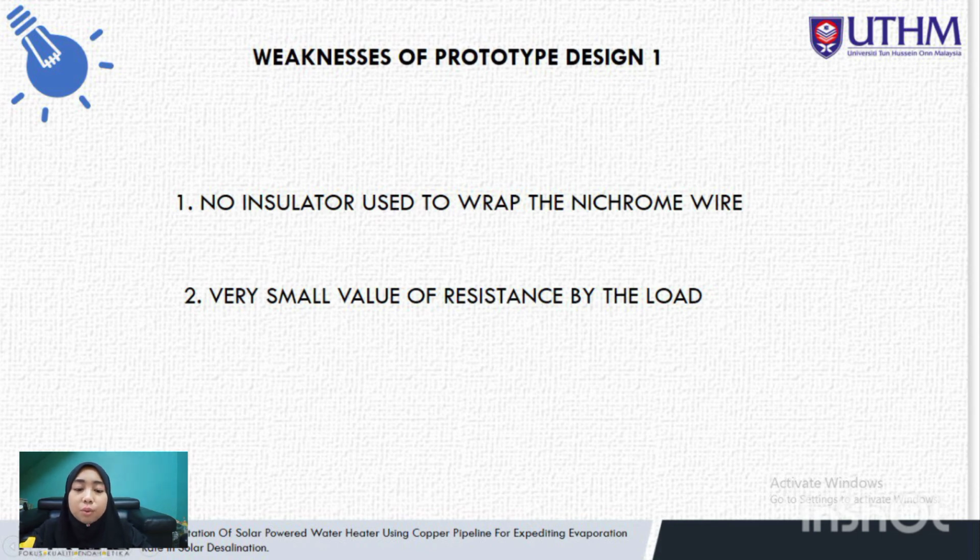So the weaknesses of my first prototype design are, first, there is no insulator used to wrap the nylon wire. An insulator should be used to avoid direct contact between the nylon wire and the copper pipe line. The second weakness that we observed is that our resistance is very small. Before this, we calculated our resistance as 0.9 ohm, so very small. As we know, a small value of resistance will cause a short circuit.